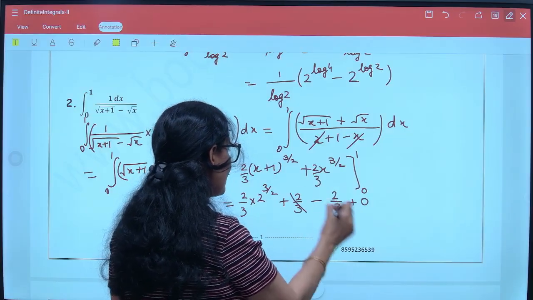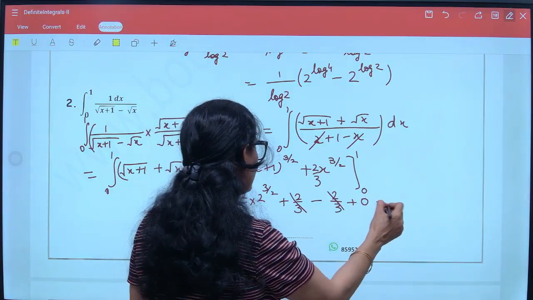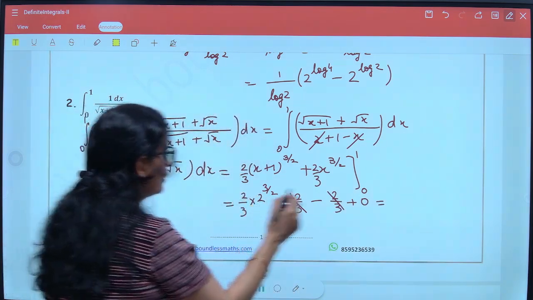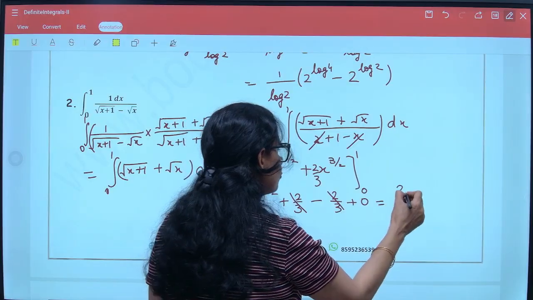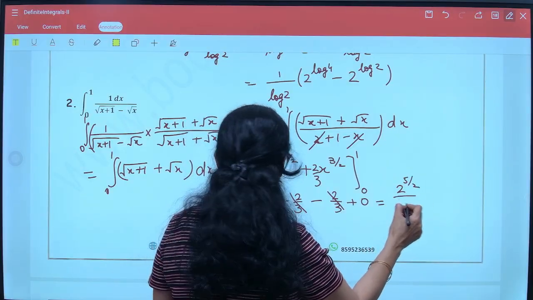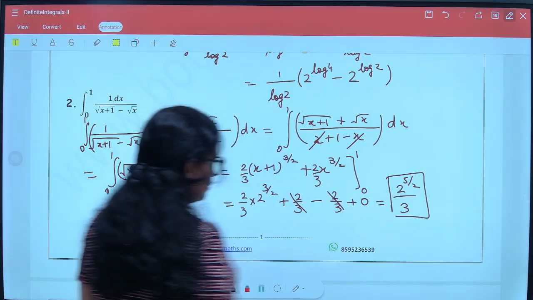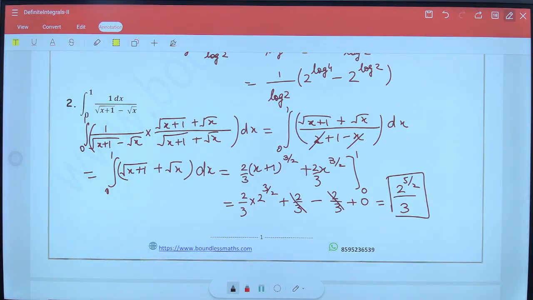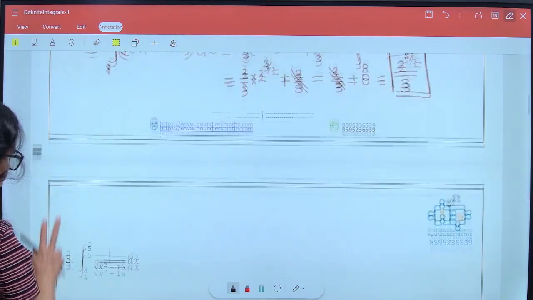So this gets cancelled, 2 by 3, 2 by 3, that means the final answer is 2 into 2 to the power 3 by 2 becomes 2 to the power 5 by 2 upon 3. So this becomes your final answer. Easy? Wonderful. So let's move to the next question.